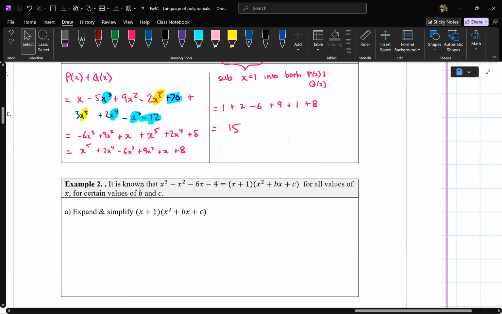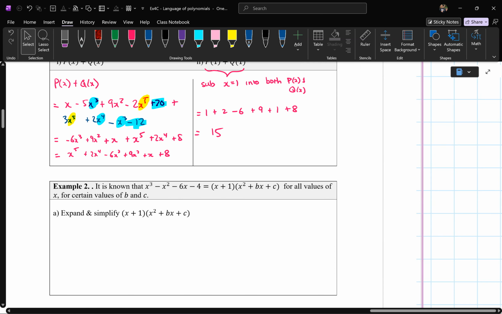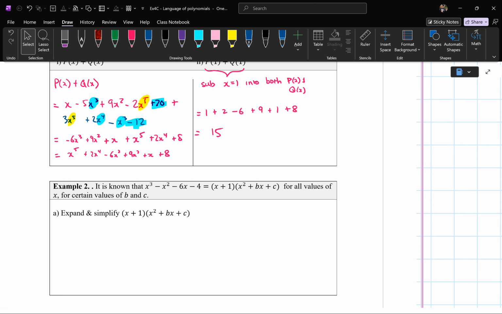It's the next one that I want to do with you. All right, let's have a look at the next question. Example 2. So it is known that you've got x cubed minus x squared minus 6x minus 4, and then it factorizes nicely to x plus 1, x squared plus bx plus c for all values of x. So for certain values of b and c, they want you to now, first part A, expand and simplify this.